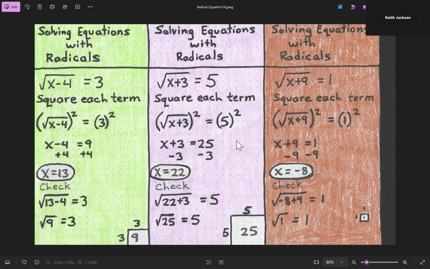And let's move on to big example 2, in which we have the square root of x plus 3 is equal to 5. Keeping in mind our theme for today, square each term, we're going to square the square root of x plus 3, and we're going to square 5. And here's what's going to happen. We're going to have x plus 3 is equal to 25.